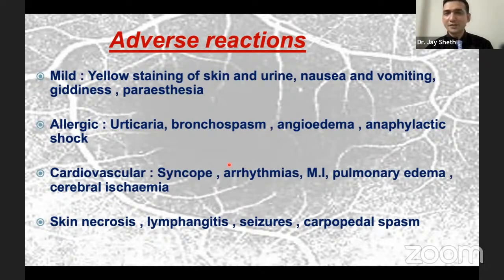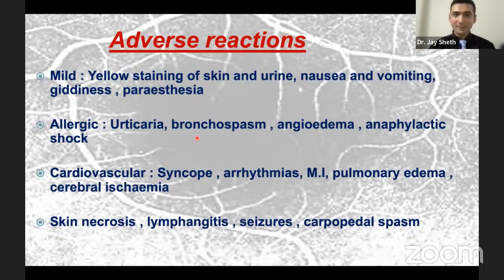The other reactions include mild paresthesia and giddiness. Slightly more significant reactions include allergic reactions in the form of urticaria. The patient can have bronchospasm, angioedema, or even anaphylactic shock. So it is very important to take a proper history of the patient, whether they have had an angiography done earlier and whether they have had any allergic reaction earlier. At the same time, ask about any history of cardiovascular disorders, because the patient can develop adverse reactions, including syncope, arrhythmias, myocardial infarctions, pulmonary edema, or even cerebral ischemias.